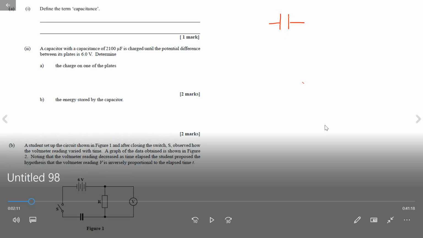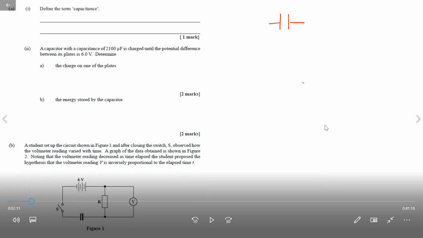And if you know how capacitors work, those two plates are going to be charged up. By charge, we mean one side is going to gain positive charge, the other side is going to gain negative charge. Whenever that occurs, you have a potential difference. So by definition, capacitance, simply put, is the charge stored per unit potential difference. That's how capacitance is defined, and it's a one mark question. So it is the charge stored per unit potential difference, or per unit voltage.